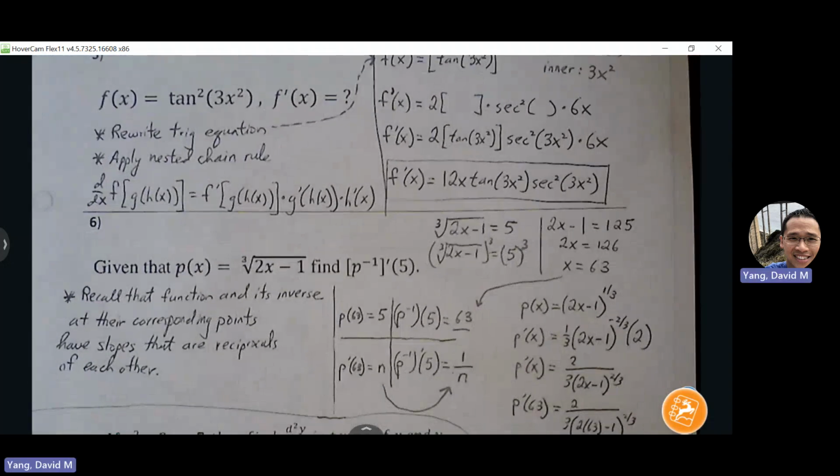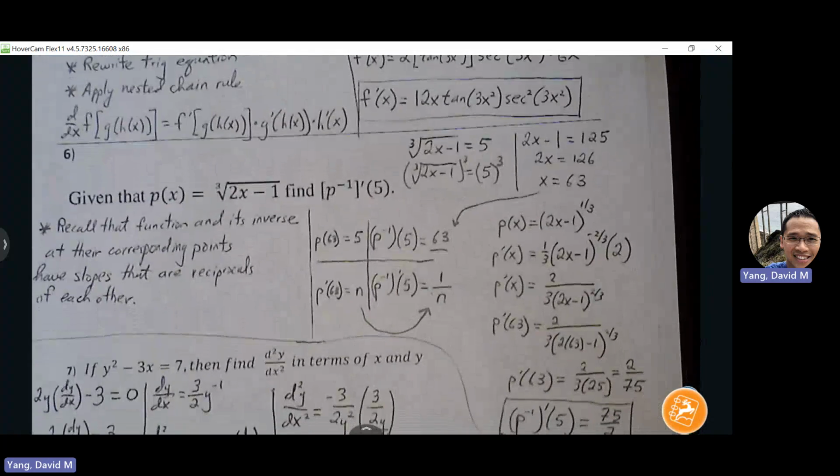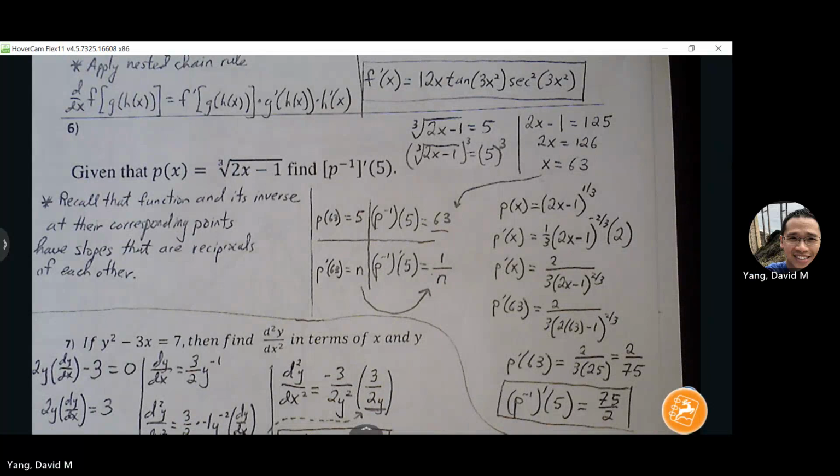Okay, you got problems. This one goes back to the relationship between a function and its inverse. I want to find the derivative of the inverse of p at 5. I know that 5 is the x value of my inverse, but it must be the y value of my original function. So I'm going to put 5 into the y value of my p of x. In this case, I can solve by hand.